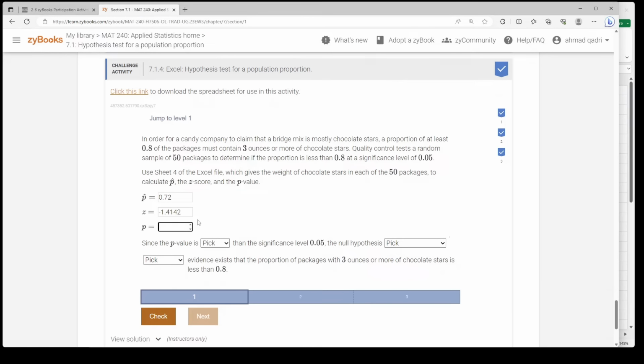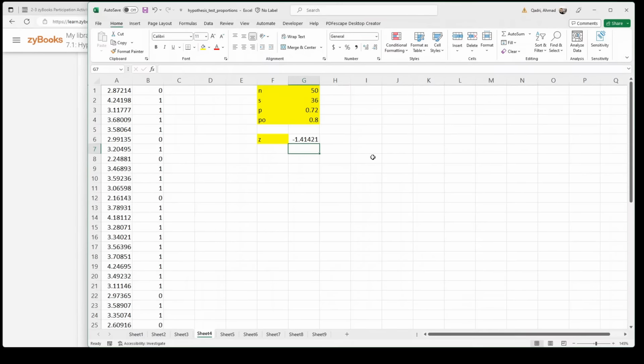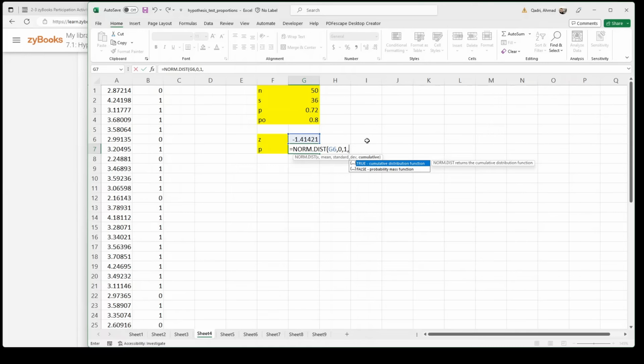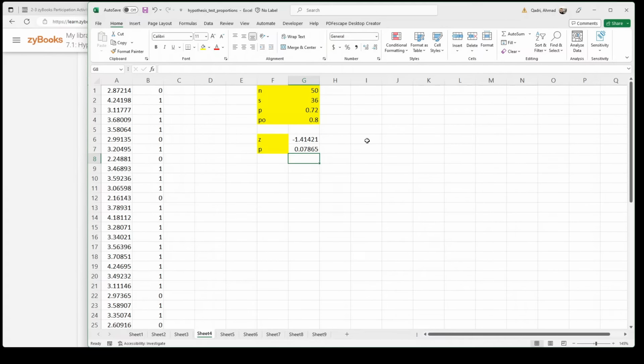Now we need to find the p-value. Recall that this is a one-tail test, where the tail is on the left side of the distribution. So for p, we can use the NORM.DIST formula. This is the value, and because it's normalized, we have 0 mean, 1 standard deviation, and for cumulative I'm going to type true. Because the tail is on the left side of the distribution, this is all we need to do to get the answer. So the answer is 0.07865.